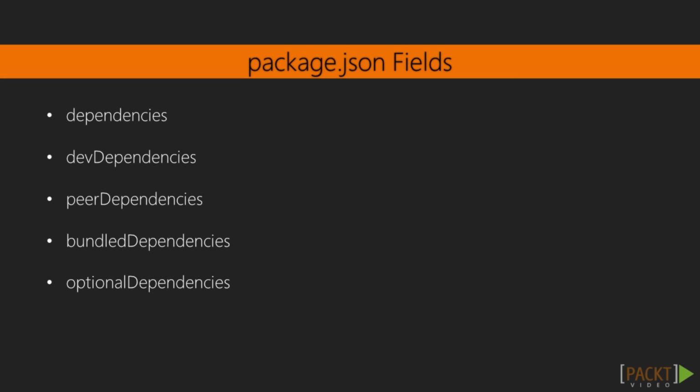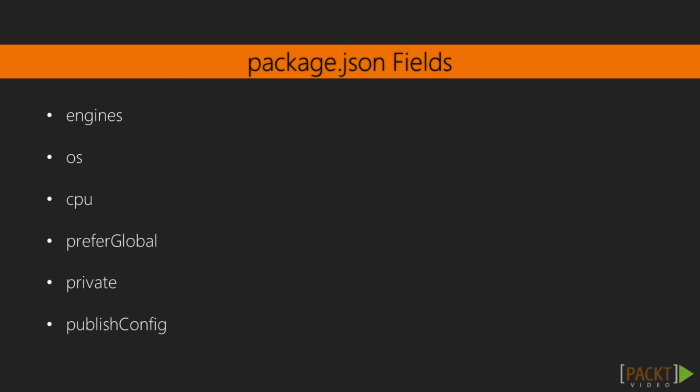The peer dependencies field contains the plugins of the package. The bundle dependencies field contains the names of the packages that will be bundled when publishing the package. The optional dependency field contains dependencies that extend the functionality of the package but are not required for it to work. The engines field specifies the version of Node.js required for the package to work.